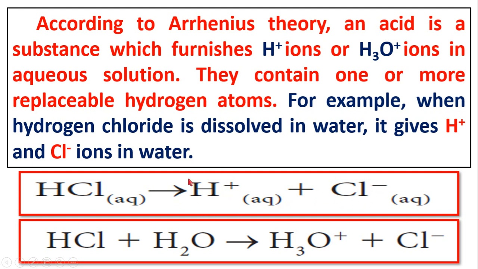H plus is hydrogen ion. Hydrogen ion cannot exist alone, so it combines with water molecules. So hydrochloric acid HCl combines with H2O to form hydronium ion, H3O plus, plus Cl minus. So hydrogen ion cannot exist alone; it combines with water molecules to form hydronium ion, that is H3O plus ion.